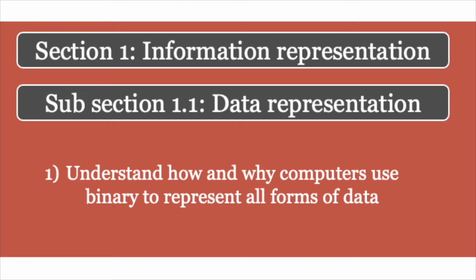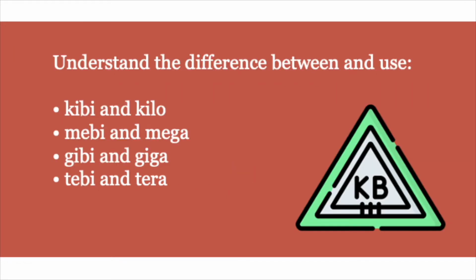We're going to be looking at the first section of the syllabus, which is information representation, and the subsection data representation. The focus for us today is going to be how and why computers use binary to represent all forms of data. Now, this is probably going to be a rehash of some of the information that you covered in IGCSE. However, there are going to be some unique aspects which obviously you need to know about. So let's start with the first difference.